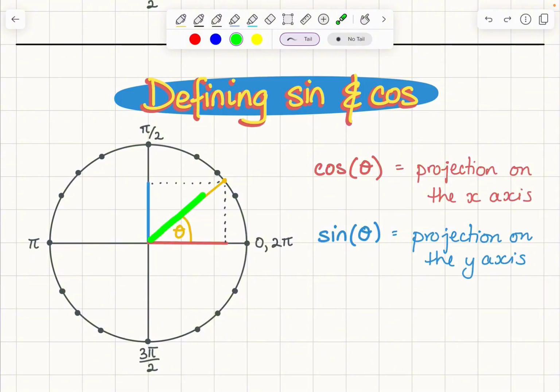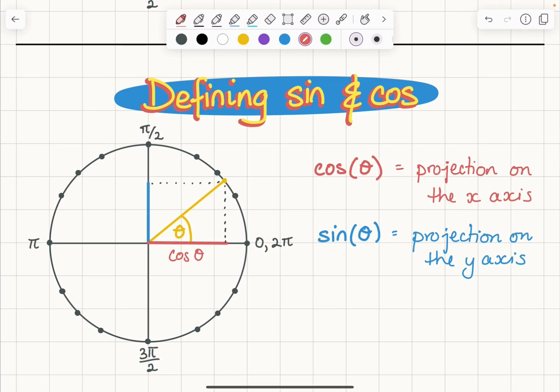So given any angle from 0 up to some line, wherever that line hits our circle, we then project either down to the x-axis or across to the y-axis. And this projection gives us kind of this length. That is going to be cos. Cos is always that projection on the x-axis. On the y-axis, we have the sine of the angle.